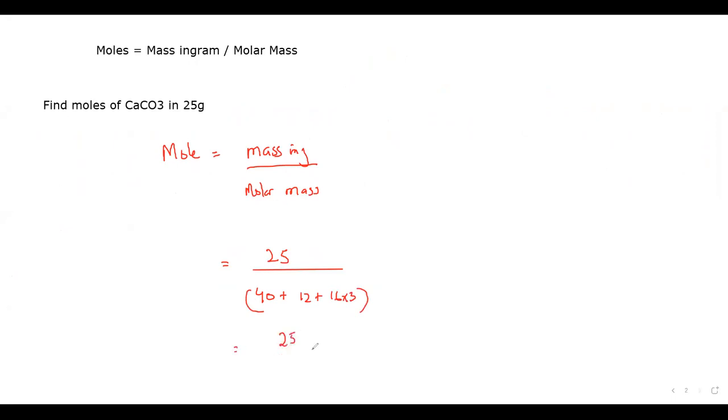So this will be 25 divided by 40 plus 12, which is 52, and 16 multiplied by 3 is 48. So 52 plus 48, the total sum will be 100. So 25 divided by 100, how many moles will we get? We will get 0.25 moles of CaCO3. Is this example clear?